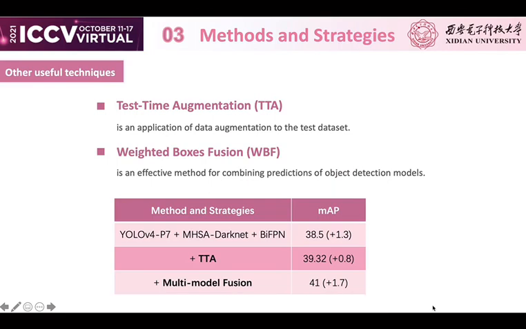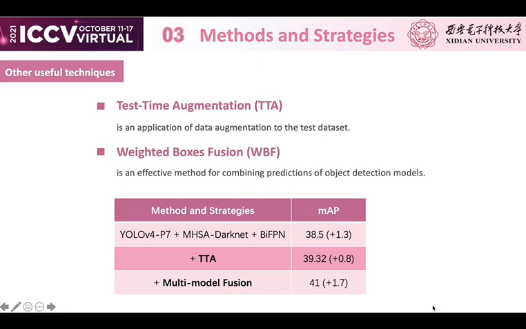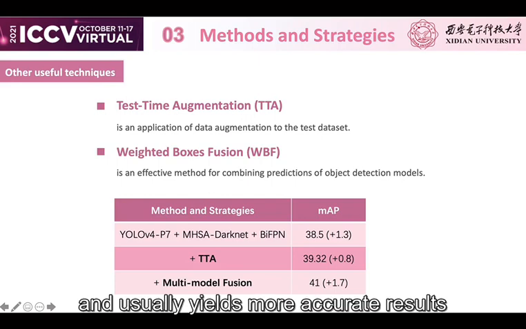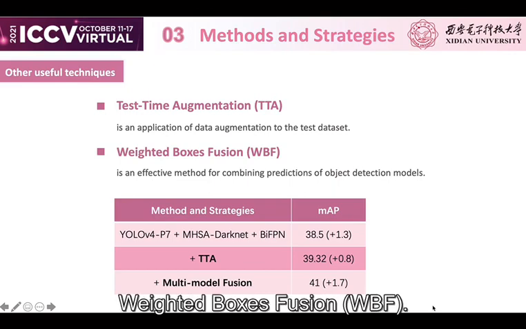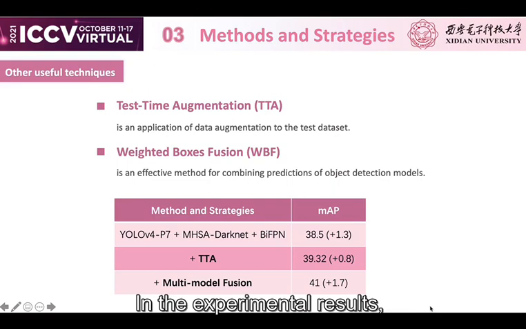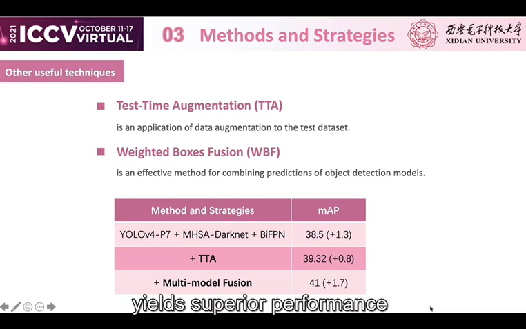As we all know, combining predictions from different models generalizes better and usually yields more accurate results compared to a single model. In this work, we adopt an effective method for combining predictions of object detection models, weighted boxes fusion. In the experimental results, the combined predictions for the test-dev dataset yield superior performance with mAP 41.